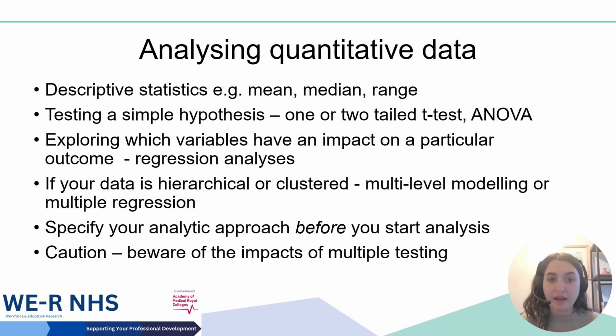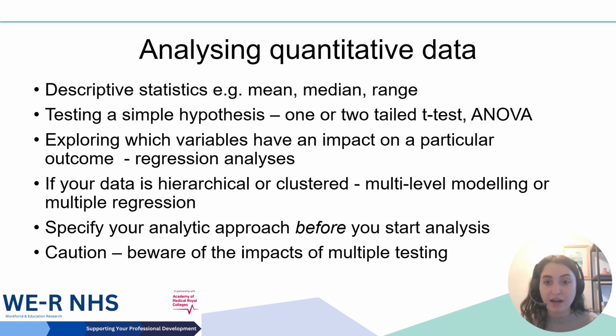If you were doing a type of study where you want to explore which variables have an impact on a particular outcome, so for example, whether certain groups have better outcomes following cancer treatment, then you would do something called a regression analysis. And this is where you can put pre-specified variables into a model, and this allows you to see whether certain groups receive better outcomes than others. There are different types of regression analysis.